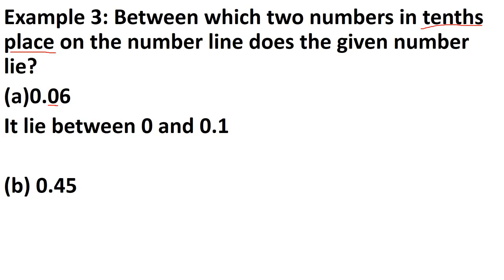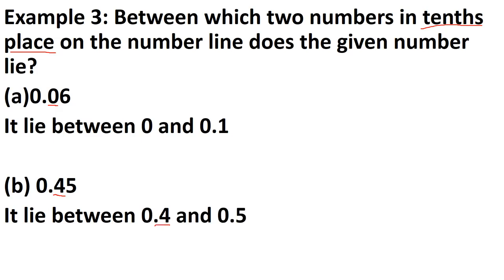See one more example, 0.45. Now which digit is there on the 10th place here? In the 10th place it is 4. So it lies between decimal 4 and decimal 5. Always remember, the first number is the one given in the question, and the next is the next number. Because it is greater than 0.4, 0.5 is there. So it lies between 0.4 and 0.5.